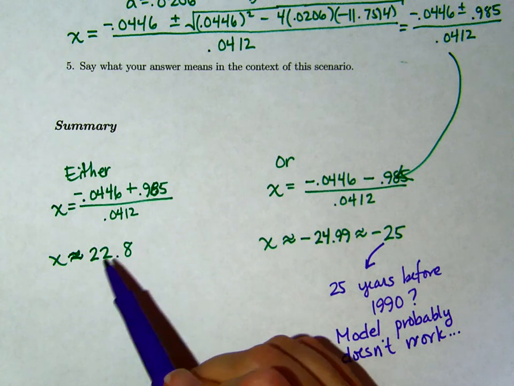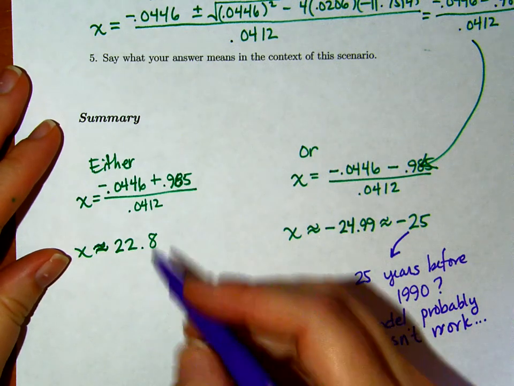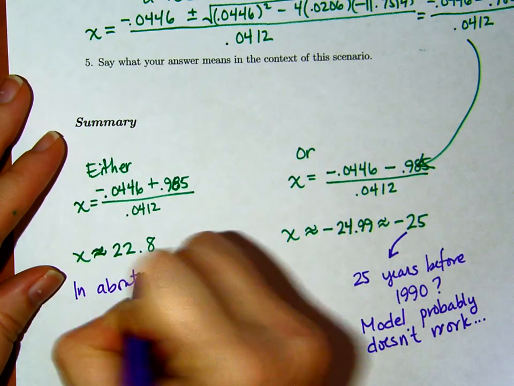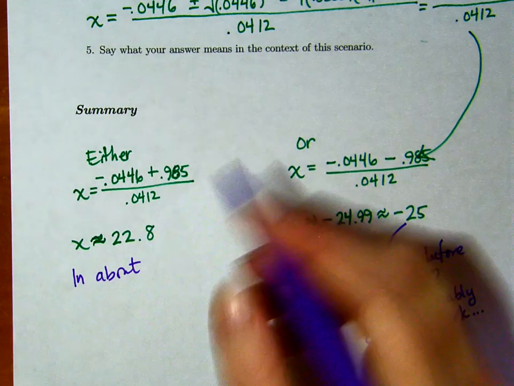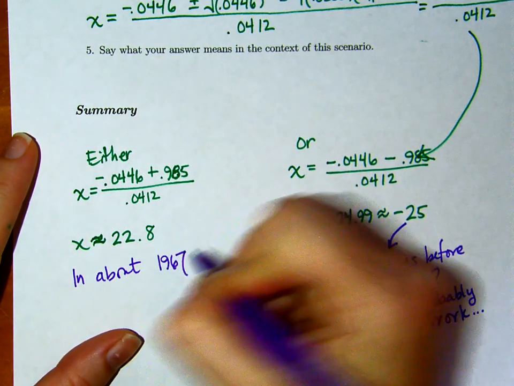But 22.8, so that means that's years since 1990. So in about 1990 plus 22.8 years is in about 1967.